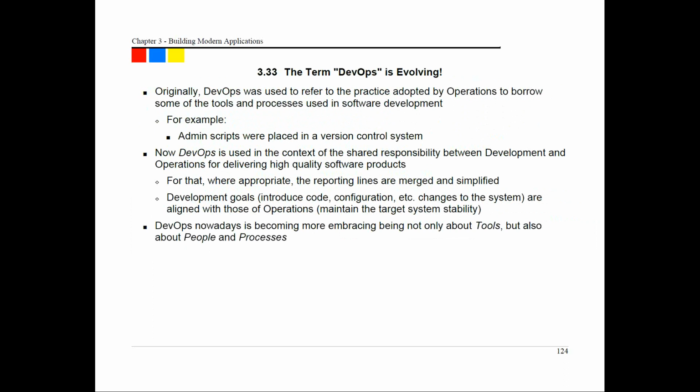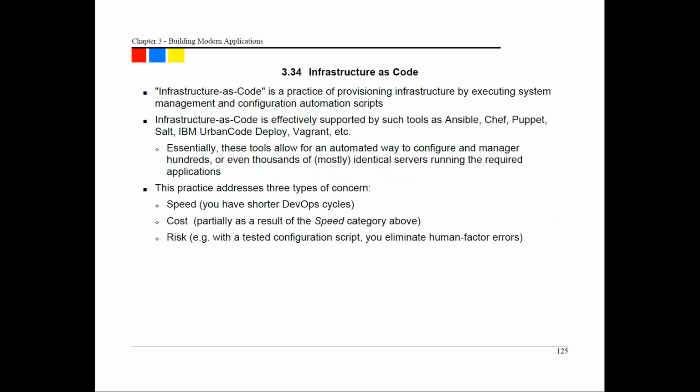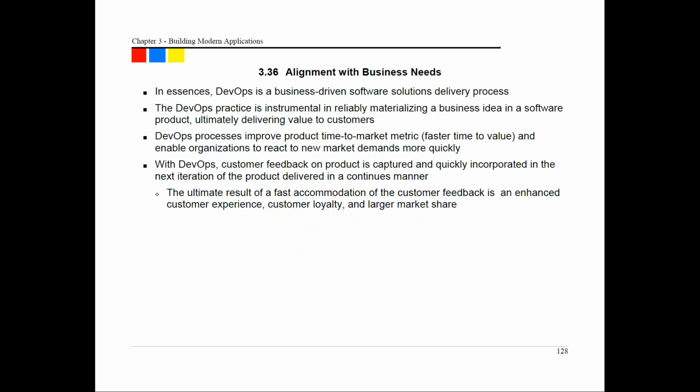So DevOps originally referred to the practice adopted by operations to borrow process or software development tools, like putting admin scripts in version control. Now it really represents an approach to delivering systems, an approach to delivering software functionality, where DevOps is used in the environment for delivering software. So development goals are aligned with those of operations, and it's not just about tools, but also people and processes. Infrastructure as code is a big part of it.